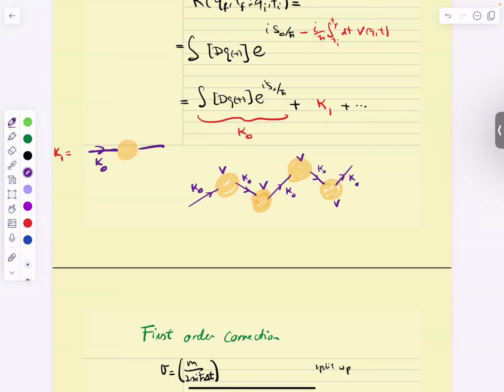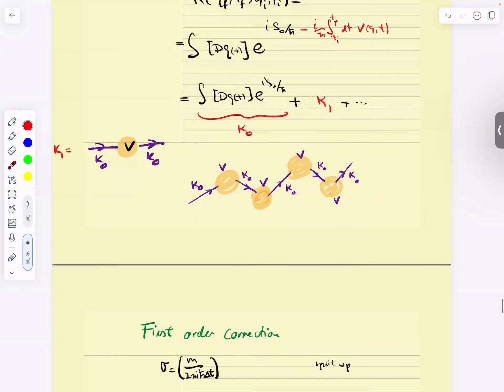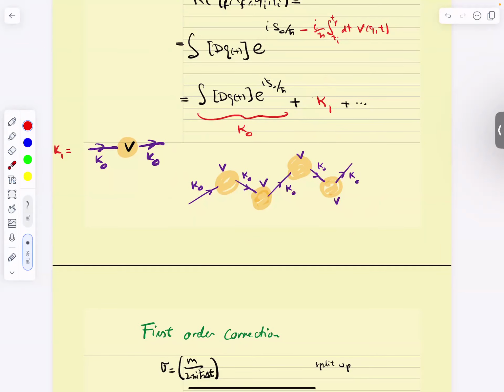These are short-form notation for you to read the integrals, but we'll see. So K1 will look like this, K2 will look like K naught, V, K naught, V, K naught. This is the fourth order. So we're going to come up with some sort of diagrammatic way of representing our integrals. When I draw this picture, this means an awful integral. All right, so let's do that, only for K1 because we're out of time.